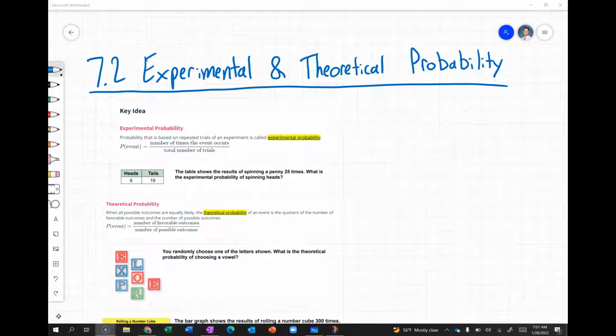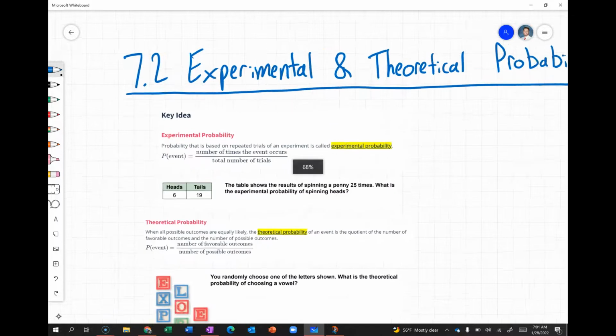In other words, flipping a coin, there are two sides. So theoretically, you should get heads half of the time and tails half of the time. But if you were to flip the coin 20 times, we know that you may not get exactly 10 heads and 10 tails. And so this is the difference between experimental probability and theoretical probability. So let's take a closer look.